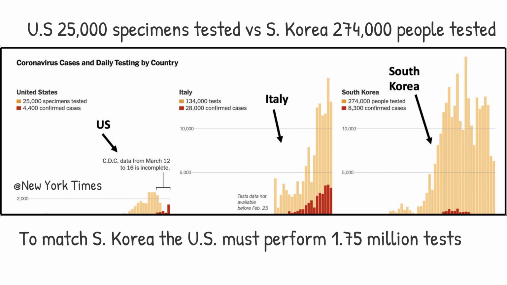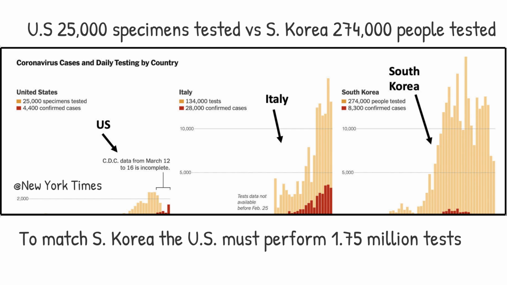As of March 17th, South Korea, population 51 million, had performed 274,000 tests, as compared to the U.S. at that time, population 327 million, who had performed 25,000 tests. To achieve the same per capita testing, the U.S. should have performed 1.75 million tests. No wonder we were so slow in bending the curve early in the pandemic.